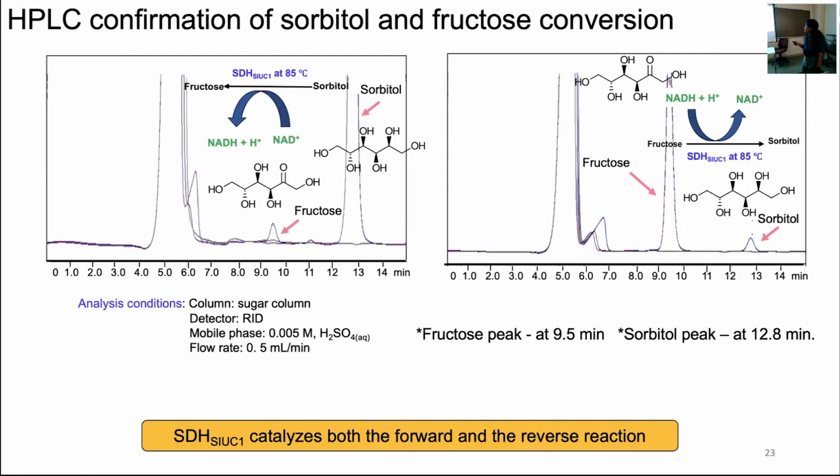And in the second one, it is the reaction where fructose is converted into sorbitol, where we can see the sorbitol formation using HPLC. So this confirms that STH-SiUC1 catalyzes both the forward and reverse reaction of sorbitol conversion.